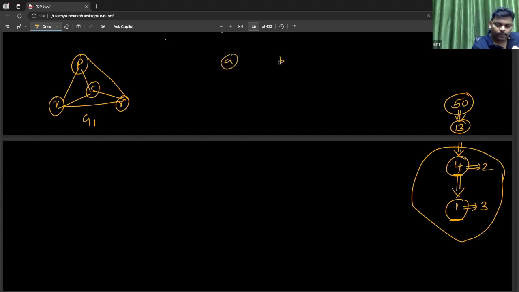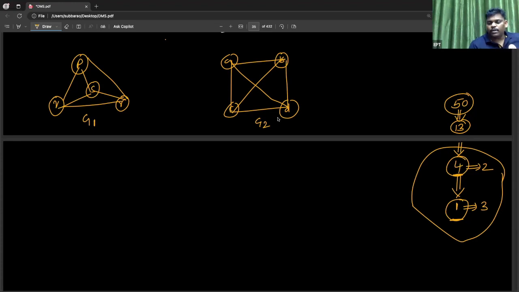A, B, C, D. It is a G2. G1, G2. Observe properly. G1 contains how many vertices? 4. G2? 4. So here 4 vertices are there, here also 4 vertices are there.